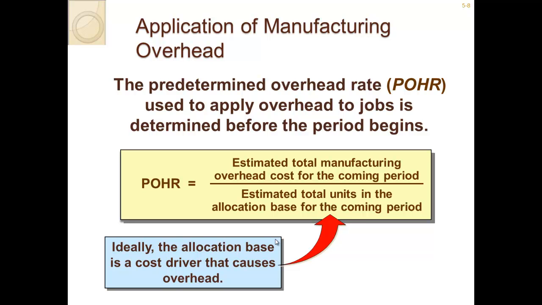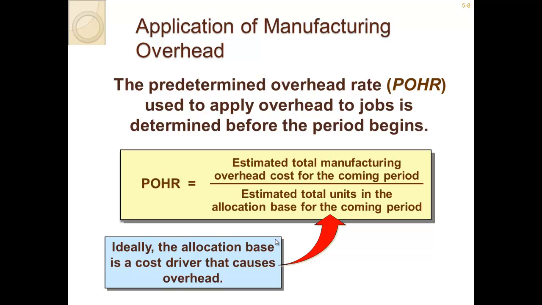This is used to apply overhead to jobs before the period begins. A lot of times, construction companies are outside, bidding for that construction project. So therefore, they have to apply a predetermined overhead rate. That might not actually be their overhead rate, but they're going to have to estimate.